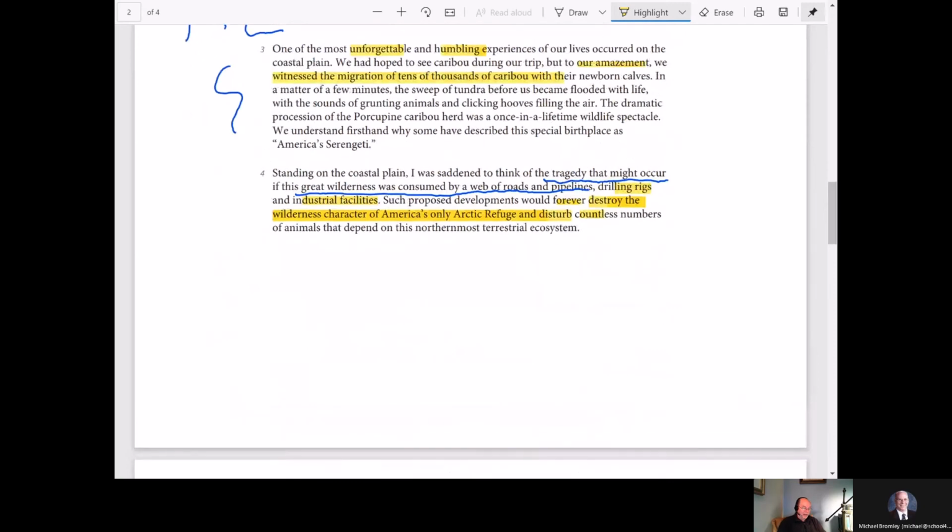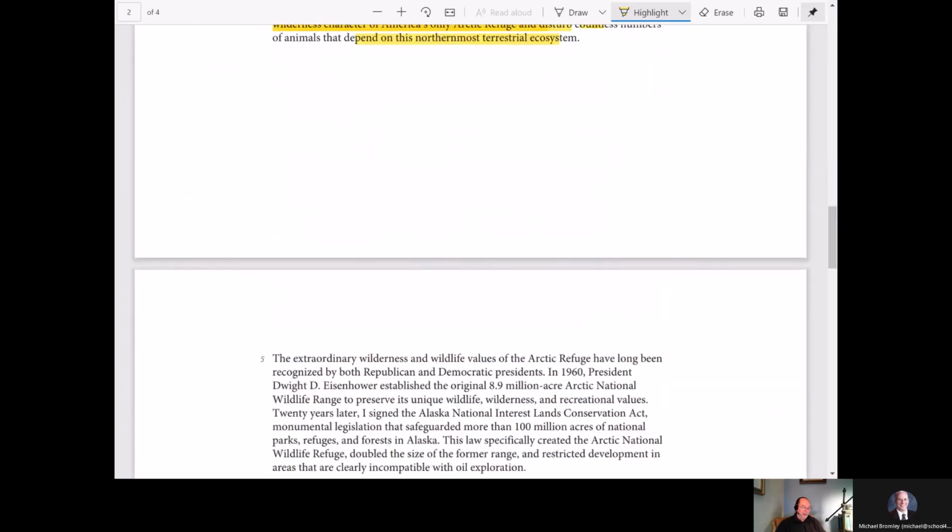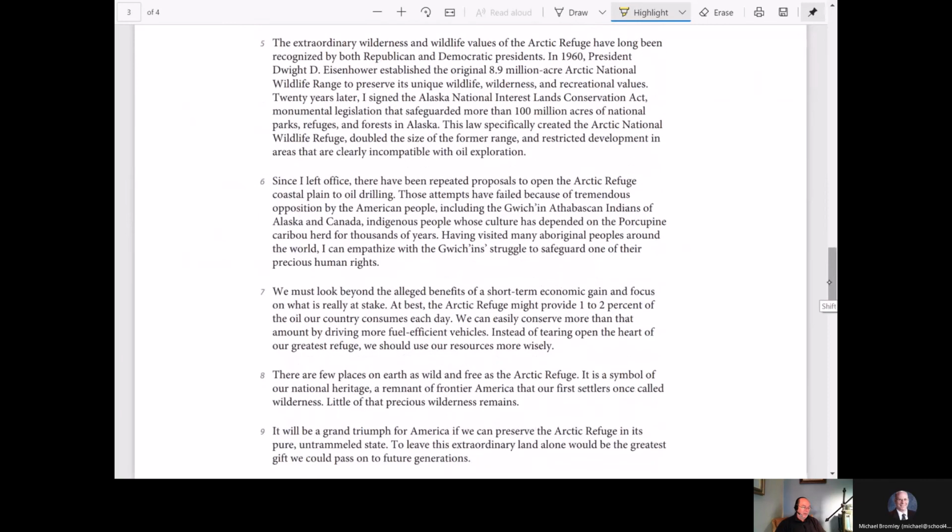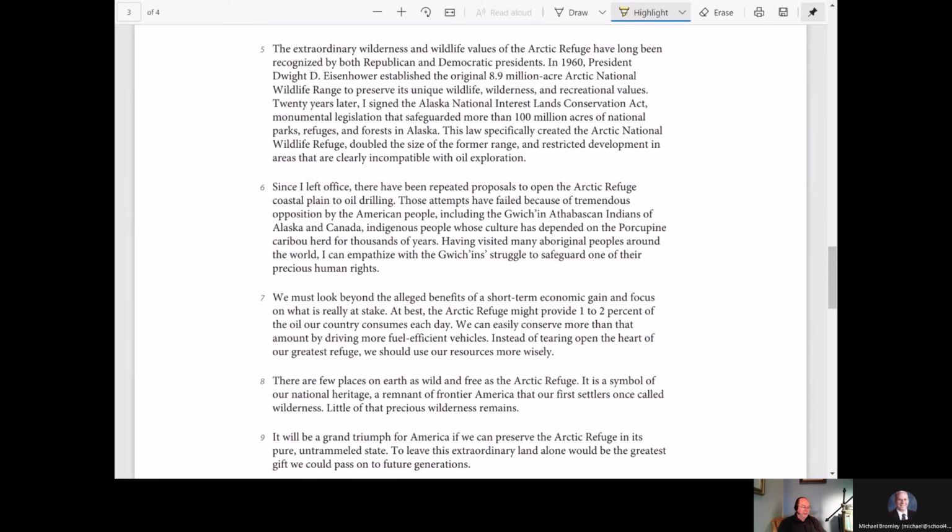Okay, so let's go down a little bit further here, and then he's going to get into his logical argument. So the countless number of animals that depend upon the northernmost terrestrial ecosystem. Okay, so now he's going to be telling us his core sort of logic on why he's trying to persuade us. So he goes into it that he's going to appeal here. Now this is an effective appeal to authority. This dude was a president. And he's saying, look, other presidents have agreed with me on this. So the appeals to authority can be effective or ineffective. But in this case, I think he's got an ethos. He was president, and as do other presidents. He's talking about how they all also agreed with him.